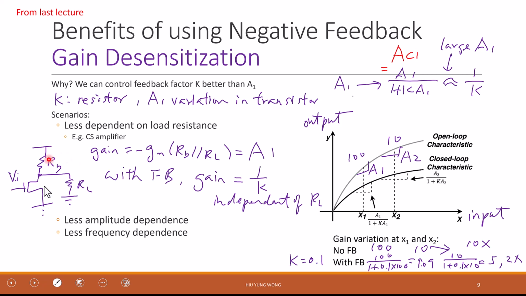But still, you want your amplifier to be versatile to many different customers. You want to relax the criteria. So with feedback, again, the gain becomes 1/k, independent of RL. That is the first thing. The second thing is less dependence on the amplitude, because the gain is not a constant as a function of the input amplitude.